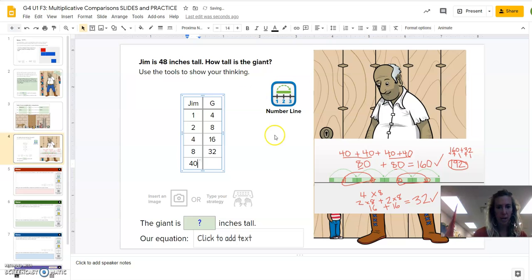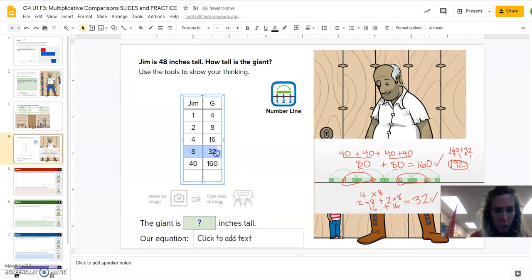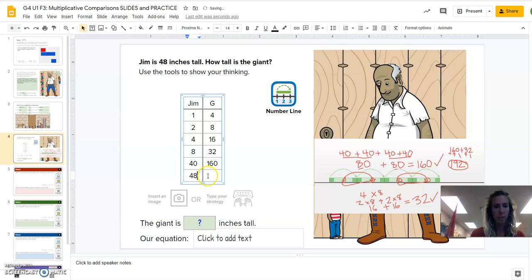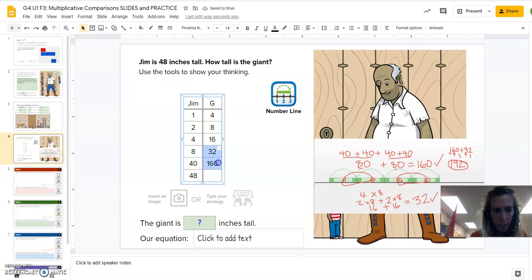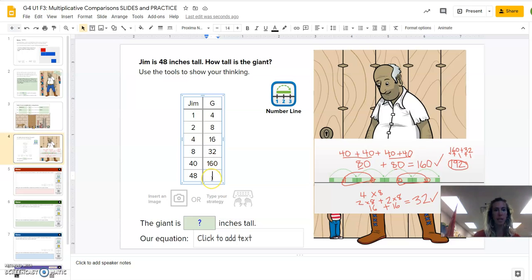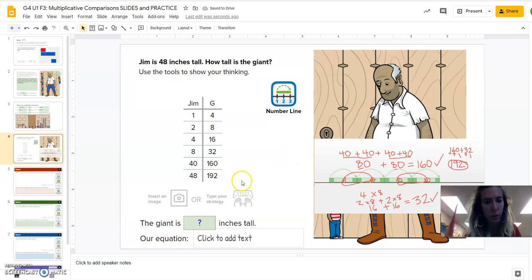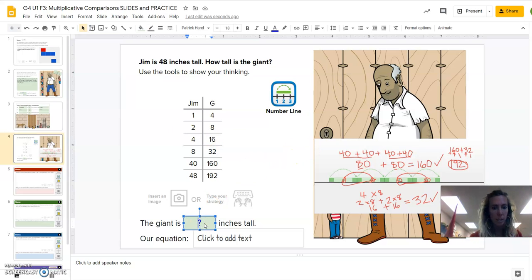So what if I go 40? Well, if Jim is 40, I'd have 40 plus 40 plus 40 plus 40, which is what we have right here, which turned out to be 160. So now I can just add this chunk to this chunk, and I will get my 48 inches. So 8 plus 40 is 48, and then I'd have to add 32 and 160. And when I add those together, I'm at 192. So now I've actually solved it 2 different ways. So the giant here is 192 inches.